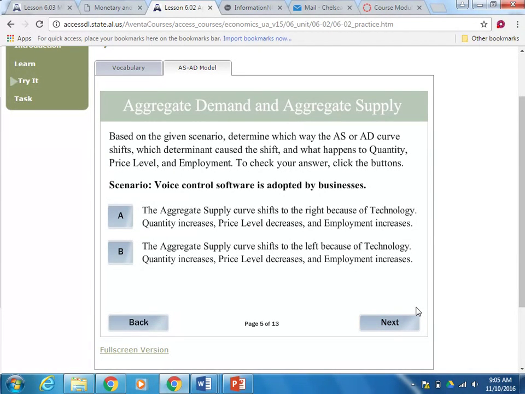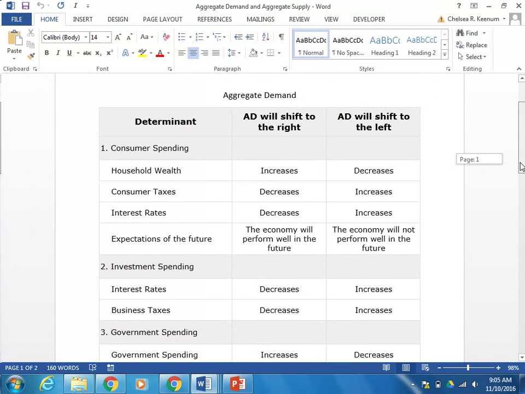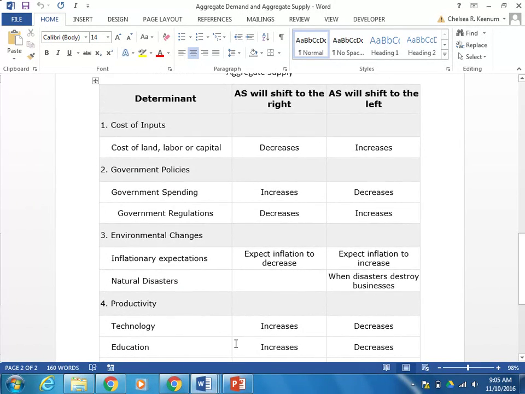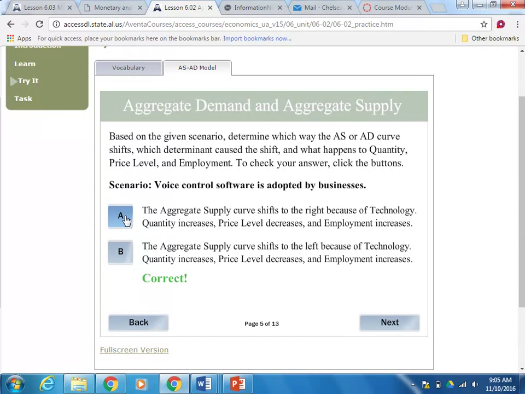Okay, voice control software is adopted by businesses. So this is going to have to do with supply because it's talking about businesses. This is an advance in technology. If there's an advance in technology, there's an increase, the supply curve is going to shift to the right. Your quantity increases, your price level decreases.